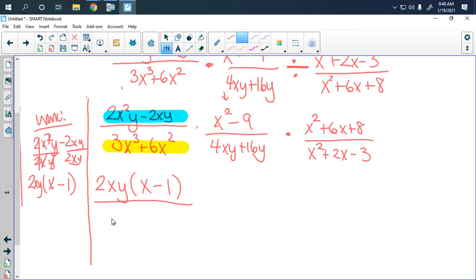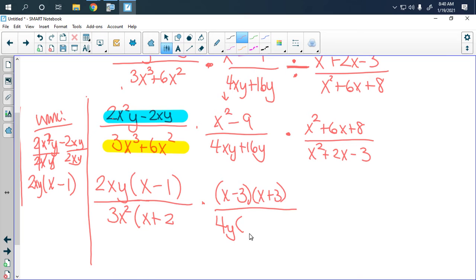My GCF here would be 3x, or rather, actually I can take out an x squared. I want to take out the largest GCF, so 3x squared, which will leave us with x plus 2, times x squared minus 9, which is a difference of two squares, x minus 3, x plus 3. Again, only two terms. I'm going to take out my GCF, which is 4y, leaving me with x plus 4.